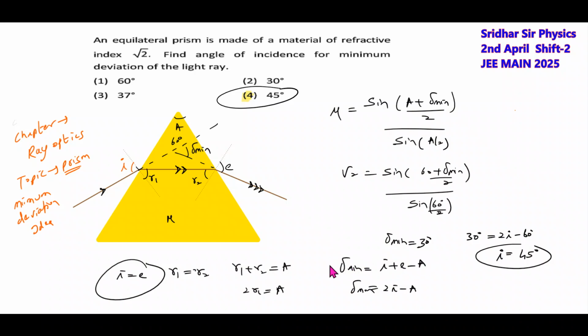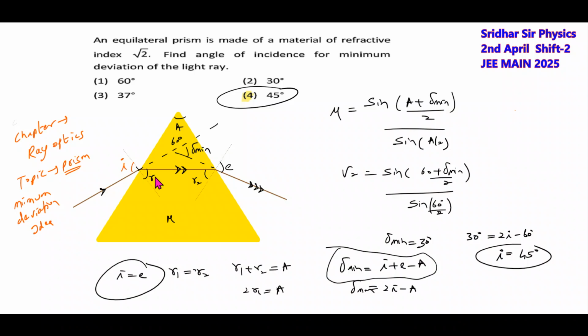Sir, what is this equation, from where did you bring it here? The deviation suffered by the ray should be equal to incident angle plus emergent angle minus angle of prism. I think this is a general derivation you must know. Or you can also do one thing.